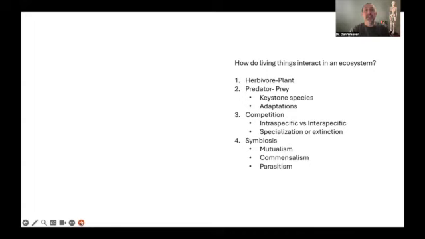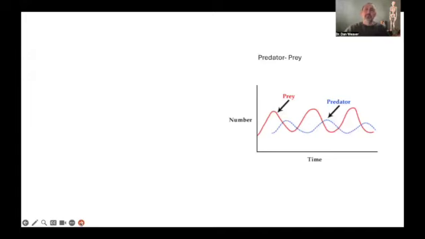Symbiosis is another interaction where different organisms work together in different ways, like different kinds of relationships. So let's examine some of these interactions. We'll start with predator and prey interactions. Notice that these two populations are related. Predators eat prey. Lions eat zebras. Wolves eat moose. So you'll notice that the prey population has to be larger than the predator population.